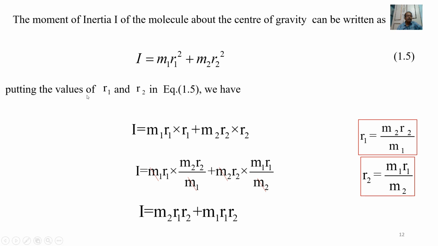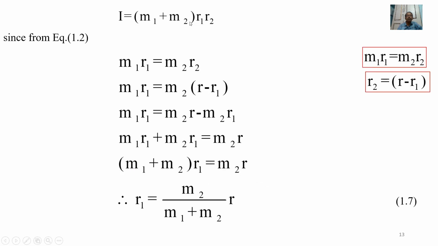Putting the values of R1 and R2 in equation 1.5, this equation can be written as I equals M1 R1 multiplied by R1 plus M2 R2 multiplied by R2. We can substitute the expression for R1, which is given as M2 R2 divided by M1, and here we can substitute the expression for R2, which is given as M1 R1 by M2. This M1 and this M1 get cancelled, and this M2 and this M2 will get cancelled. We have I equals M2 R1 R2 plus M1 R1 R2. Keeping the common terms out, that will give us M1 plus M2 times R1 R2.